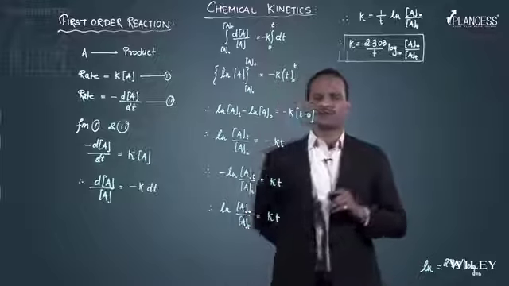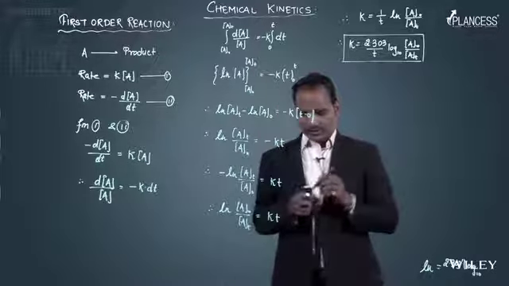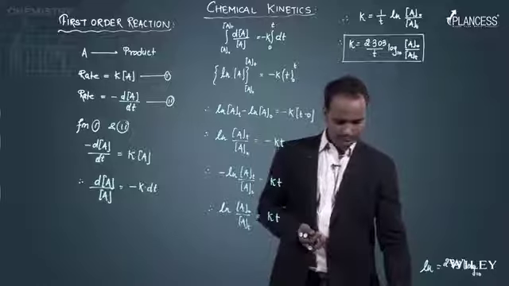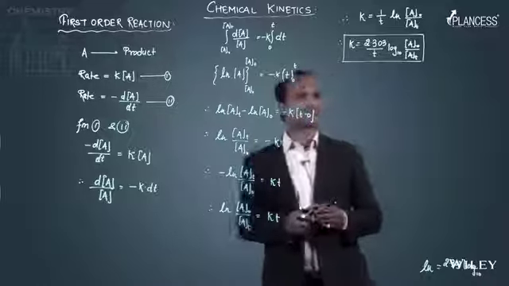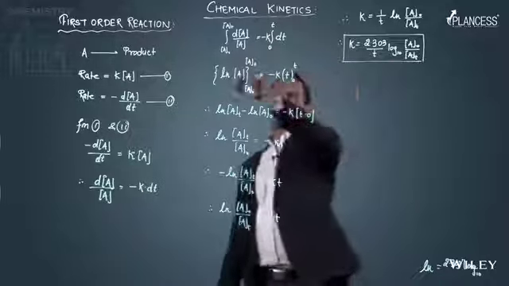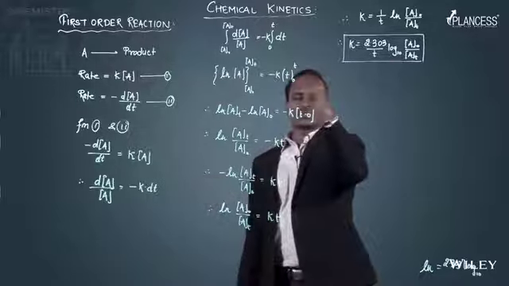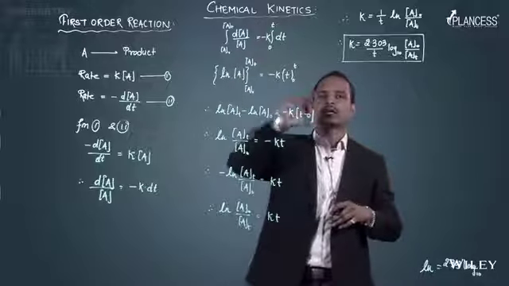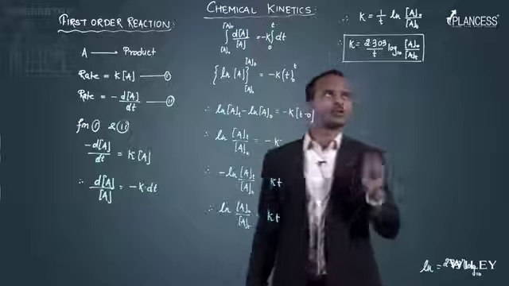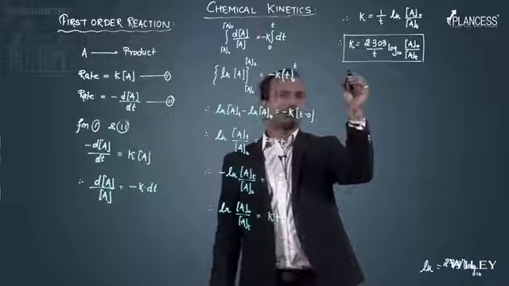Now we can write a different form for this reaction. Now what is A naught here? The A naught is again the same as before, the concentration of reactant when the time is 0, and At is the concentration of reactant left after time t. So now let's see another form for the first order reaction.